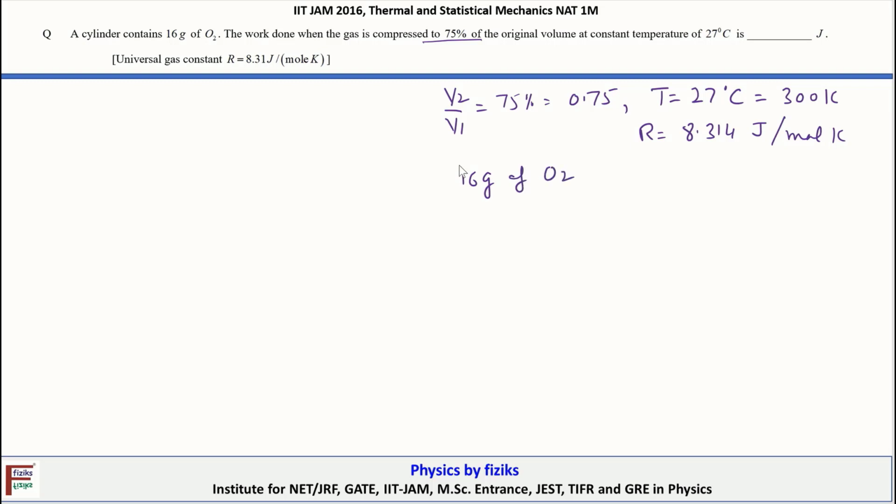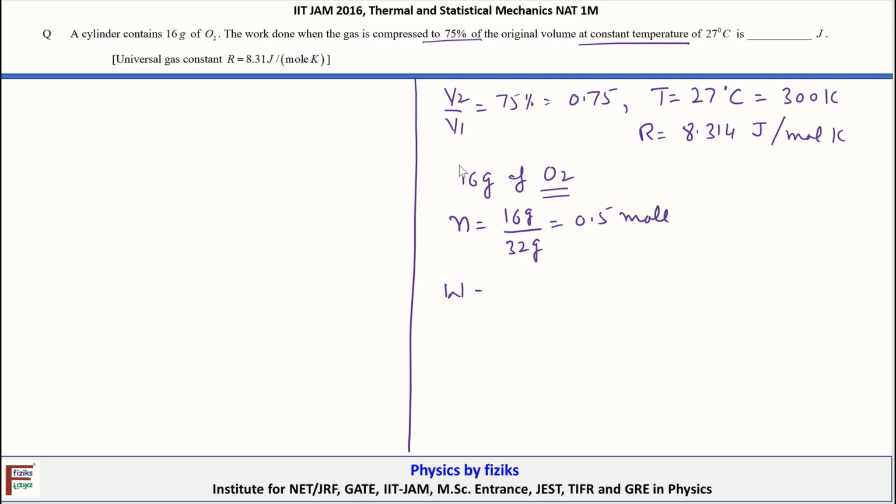From this information we can evaluate another quantity, which is the number of moles. Number of moles is equal to the given mass, which is 16 gram, divided by the molecular mass of oxygen, which is 32 gram. So from here we note that the number of moles is 0.5. Now we have to evaluate the work done in this process. It's a constant temperature process, so it's an isothermal process. Work done in an isothermal process is equal to nRT ln final volume divided by initial volume.